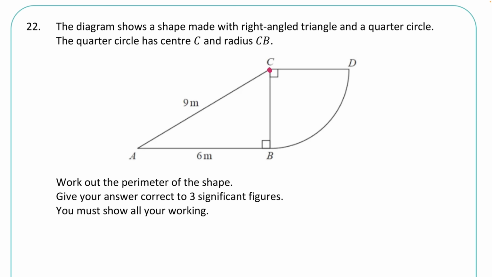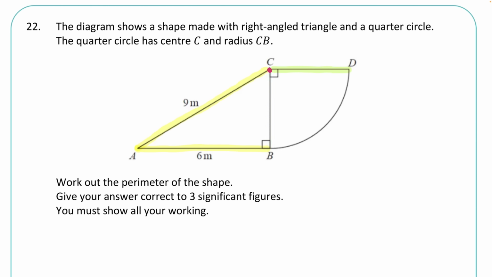Now just thinking about this diagram here, we do actually have a lot of the perimeter already. We've got the 9 and we've got the 6. We just don't have the additional length here, C to D, and we don't have the curved part just here. So we do have a few bits to work out. Now the green line there from C to D is the same as the line C to B, because that's the radius of the sector, and the radius of a circle is the same length anywhere that we draw it on a circle.